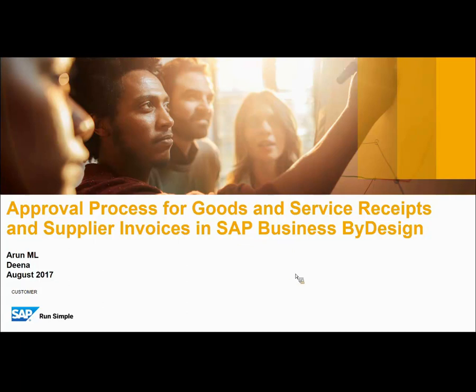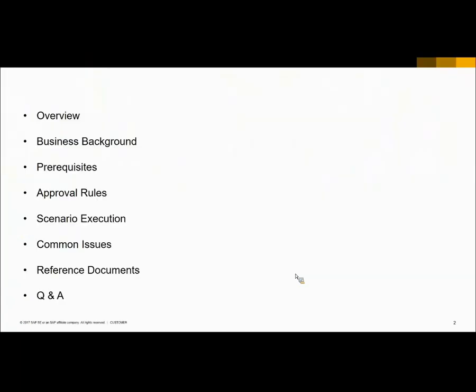So we'll proceed with the agenda part now. This is how the agenda goes. Let's take a look at the overview. We'll talk about the business background. We'll talk about prerequisites. Then we'll discuss the rules available for goods receipt as well as supplier invoicing. We'll give a demo, that is scenario execution, and then we'll discuss the common issues and a few reference documents, and we'll park the last couple of minutes for Q&A session.